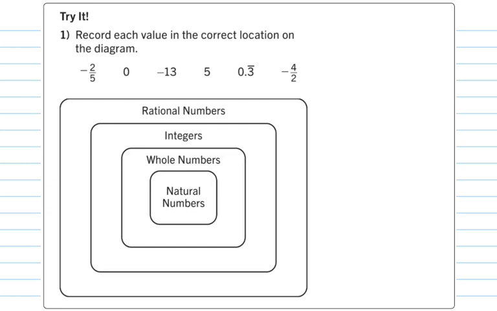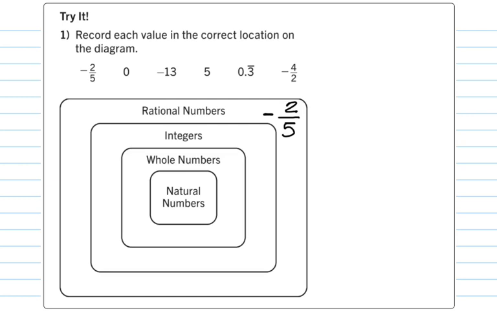Natural numbers cannot have a remainder. Whole numbers cannot have a remainder. Integers cannot have a remainder. The only one that can have a remainder, and it can be in fraction form, is your rational number. So I'm going to put -2/5 in the rational numbers area.